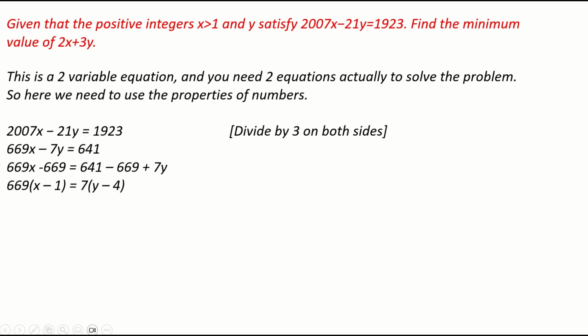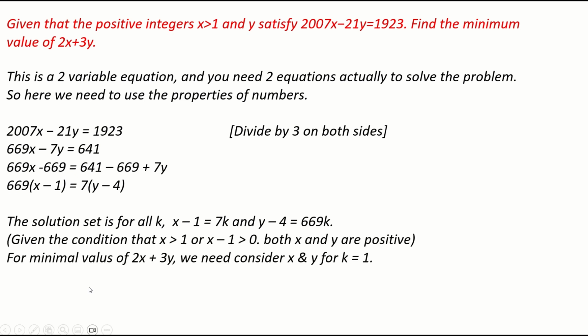If you see this expression, we know that x is greater than 1. So the solution set will be: x minus 1 should be a multiple of 7 and y minus 4 should be a multiple of 669, and k should be the same multiple value to solve the equation. Given the condition that x is greater than 1, x minus 1 is greater than 0, so it can't be 0. K cannot be 0.